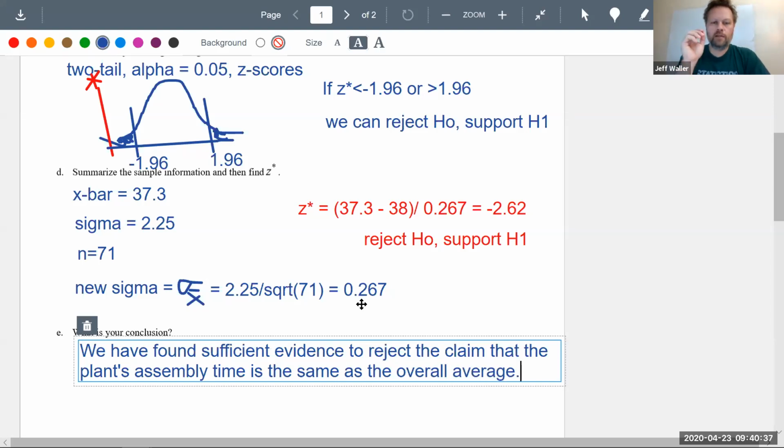In fact, we could be a little more specific. Does it look like they're doing better or worse than other plants? Looking at where our sample ended up, they look like they're doing better because it takes them less time. Now, the next thing I would do is look at the quality of their output, right? If they're taking less time because they're making bad cars, that's a problem.